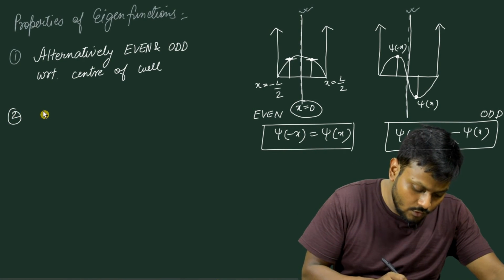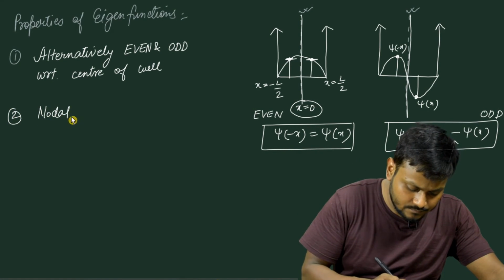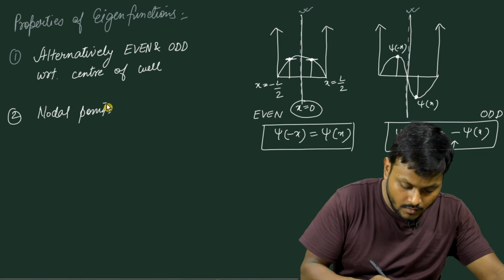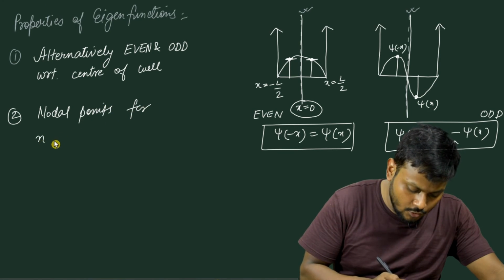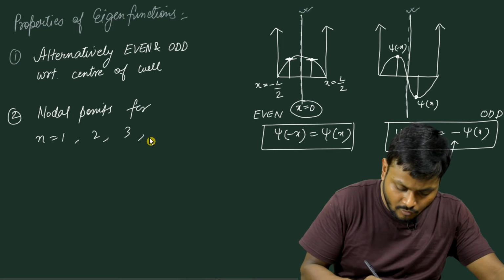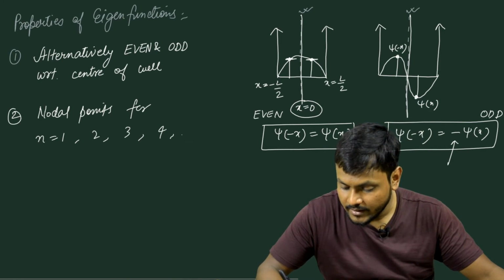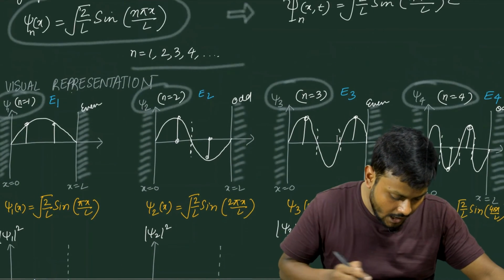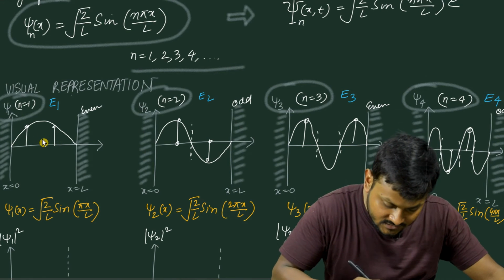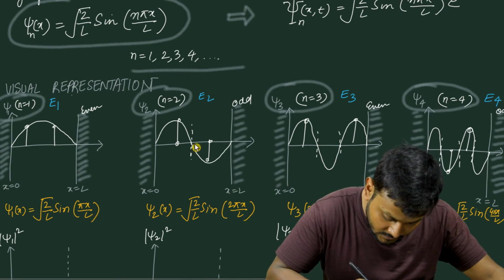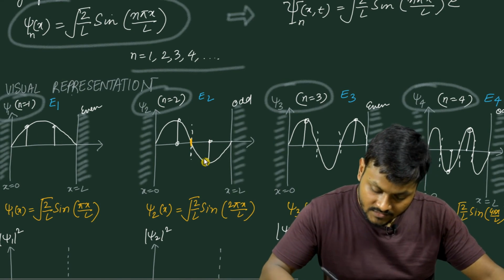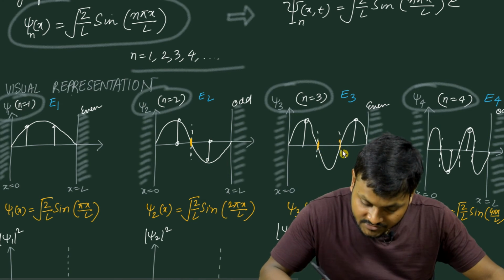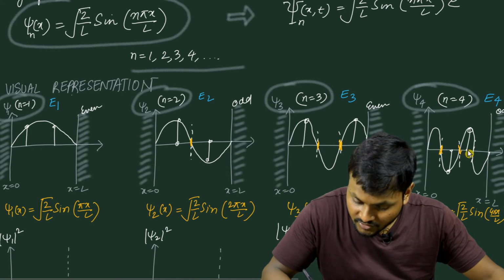Second, the number of nodal points increases for n equal to 1, 2, 3, 4, and so on. Let me go back and show you what I mean. If you look at this point here, how many nodal points are there? No nodal points. There is 1 nodal point here. There are 2 nodal points here. There are 3 nodal points here.